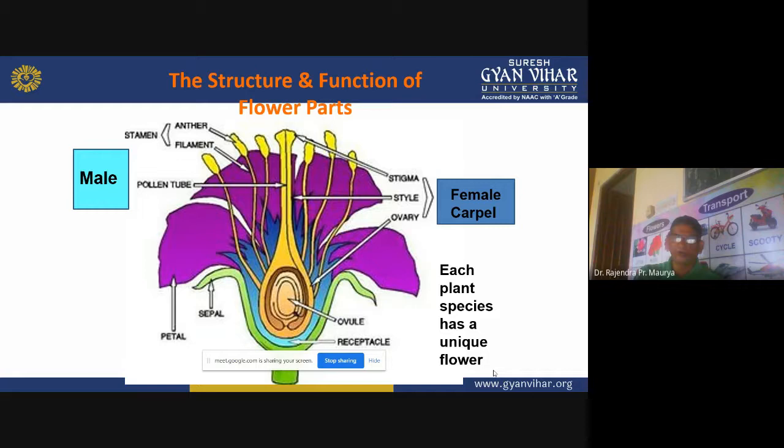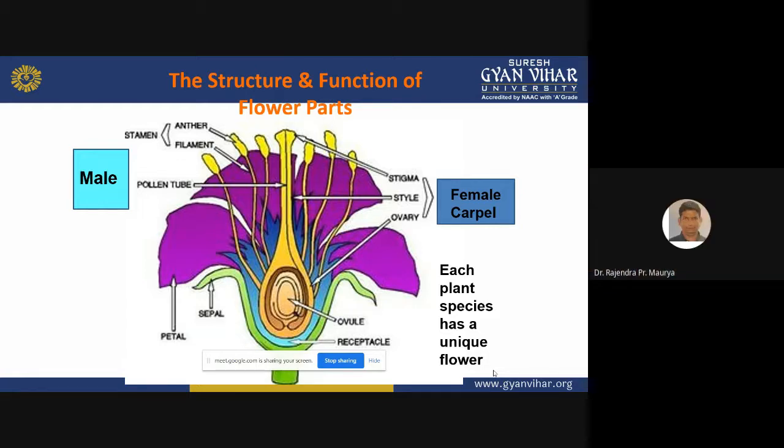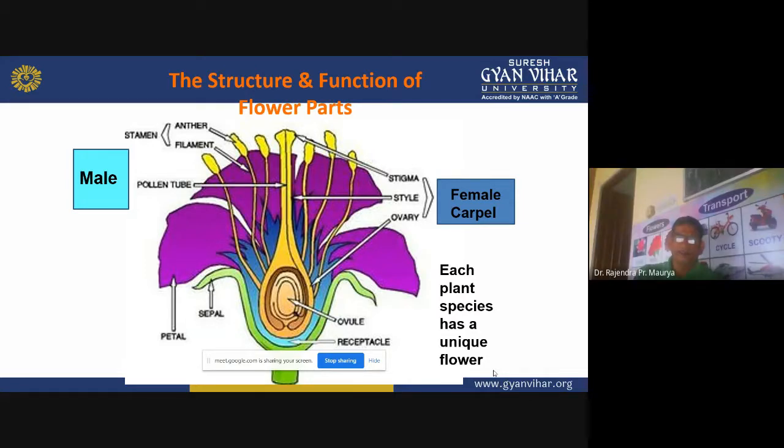And you are looking at this purplish color, that is the petal. These are very attractive petals, and also we can say corolla. And this green structure is the sepal or calyx. Petals also play a very important role because they are attractive and colorful, so they attract butterflies, honeybees, and various other beneficial insects.